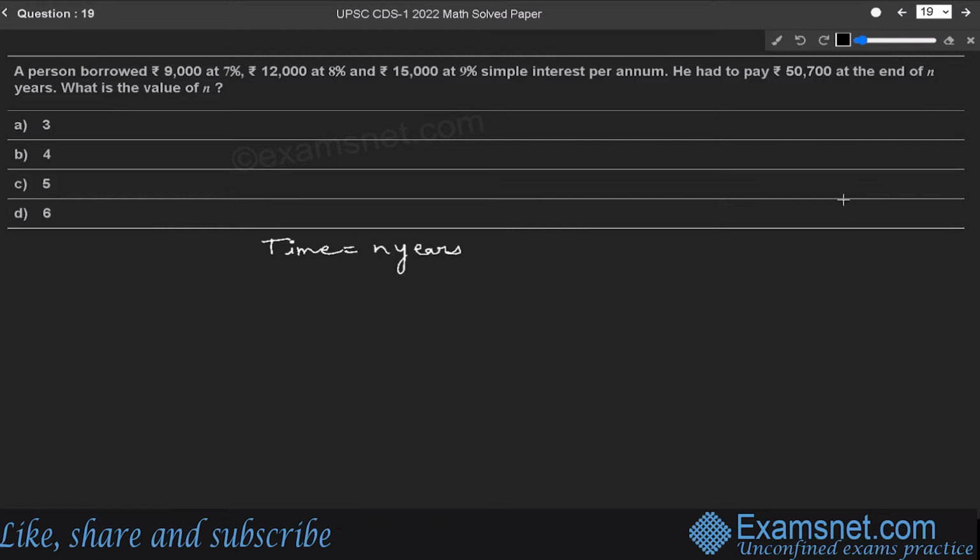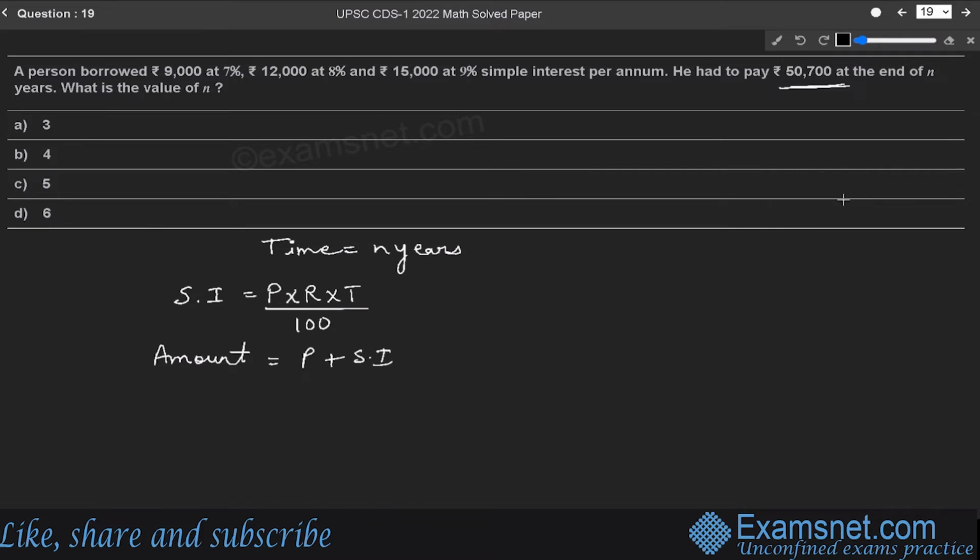And the amount to be paid is 50,700. We have to use the formula for simple interest. Simple interest means SI. SI is equal to P into R into T upon 100, which means principal into rate into time upon 100. And we also know the formula for amount. Amount is equal to principal plus simple interest.